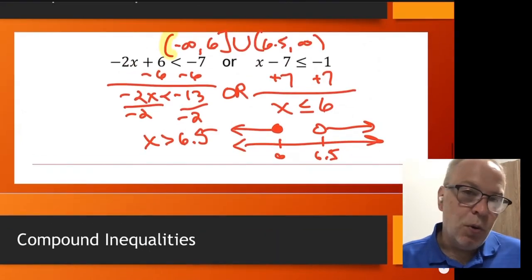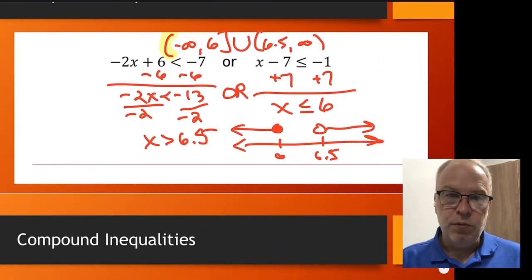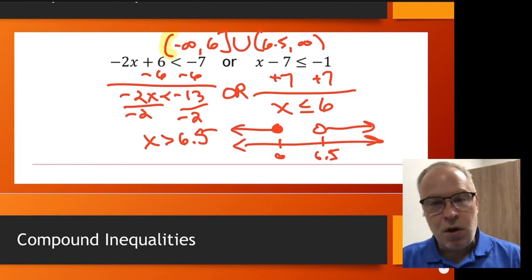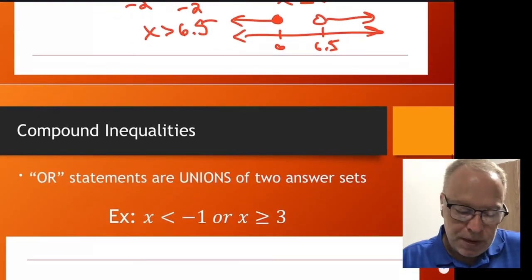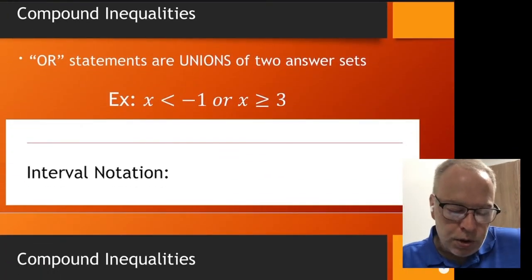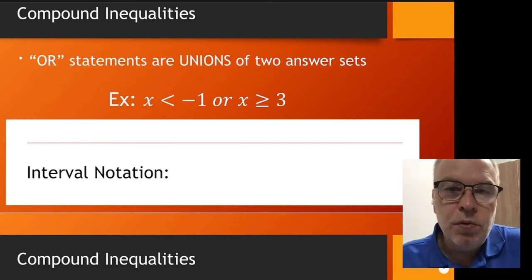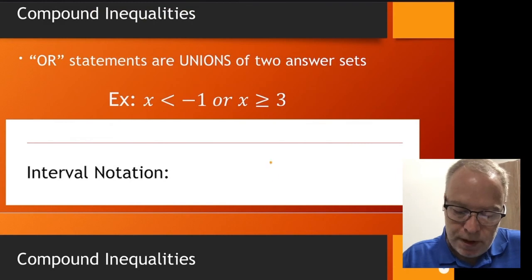So this is actually an OR statement. An OR statement ends up being a union of two regions if they're set up right. They don't always have to be. Sometimes they can actually overlap, and then you have to think about where all the answers are. So OR statements are unions of two answer sets, so we put a big fat U in the middle.